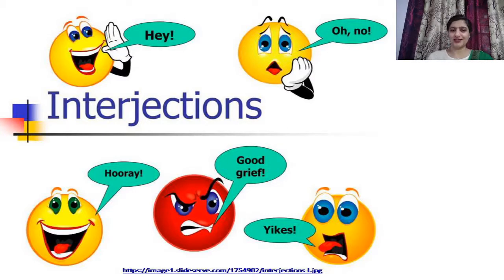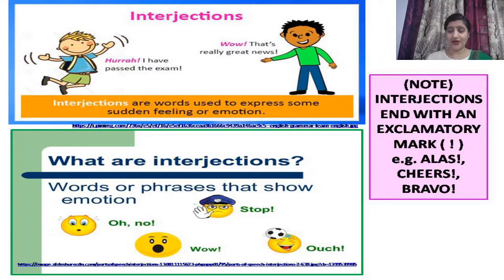Wow, these are emotion-expressing beings, as I told you before. So interjections is that part of speech under which we put all those words that express strong and sudden emotions or feelings of joy, grief, wonder, astonishment, bewilderment, disgust, applause, terror, and so on and so forth. So, hooray, I have passed the exam. In another example, wow, that's really great news. An exclamation mark will always follow these words that express such strong emotions. This you always need to keep in mind.